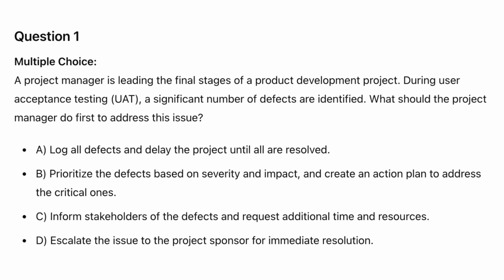A. Log all defects and delay the project until all are resolved. B. Prioritize the defects based on severity and impact and create an action plan to address the critical ones. C. Inform stakeholders of the defects and request additional time and resources. D. Escalate the issue to the project sponsor for immediate resolution.